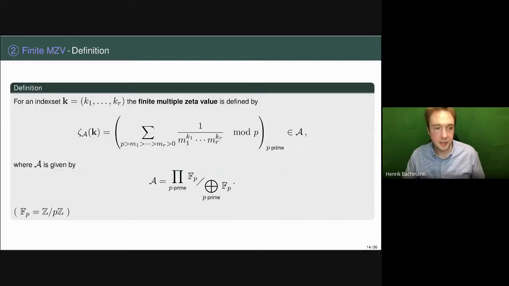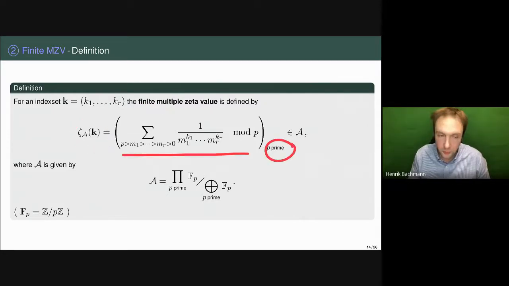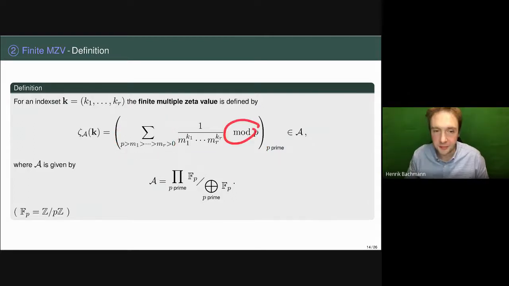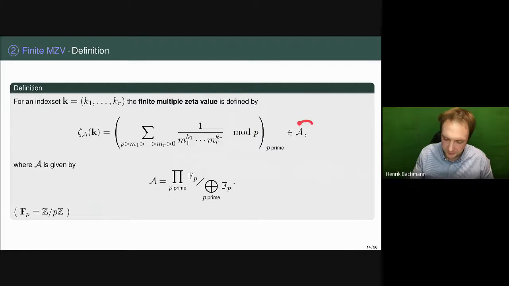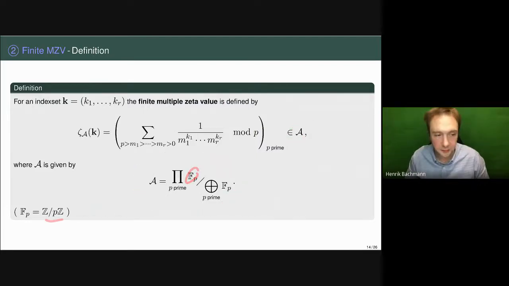So here again, in clean. For an arbitrary index set k, we don't need to worry about any convergence, because all these sums are finite. I define the finite multiple zeta value by taking the tuple over all primes where I restrict the summation, take this modulo p, and this lives in this ring A, where F_p is just Z modulo pZ.